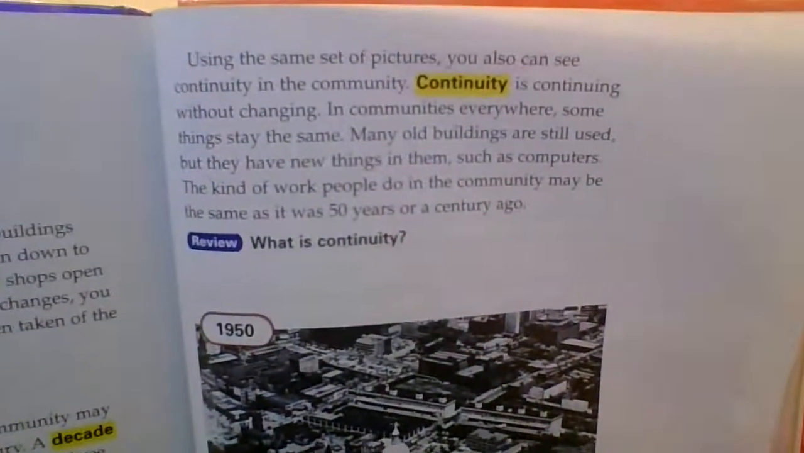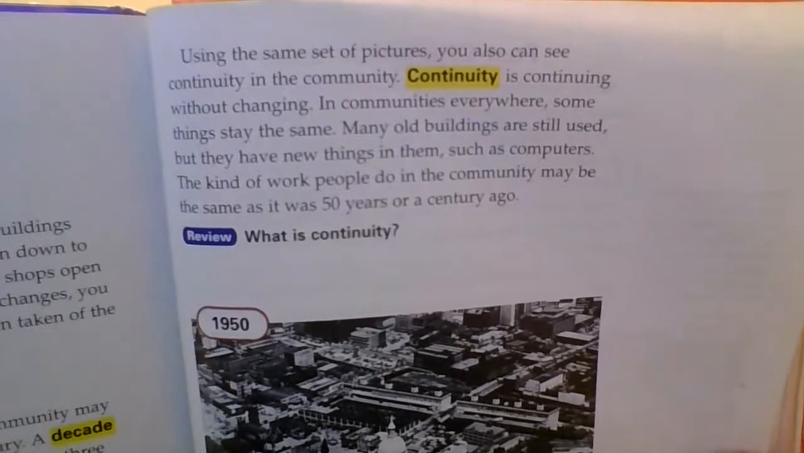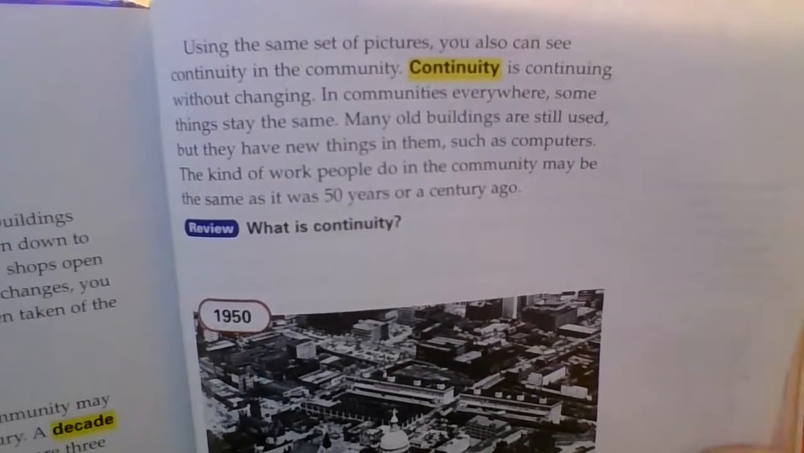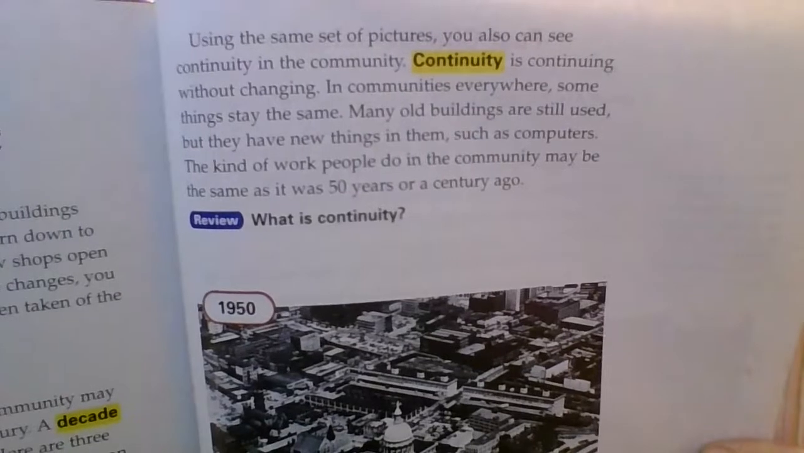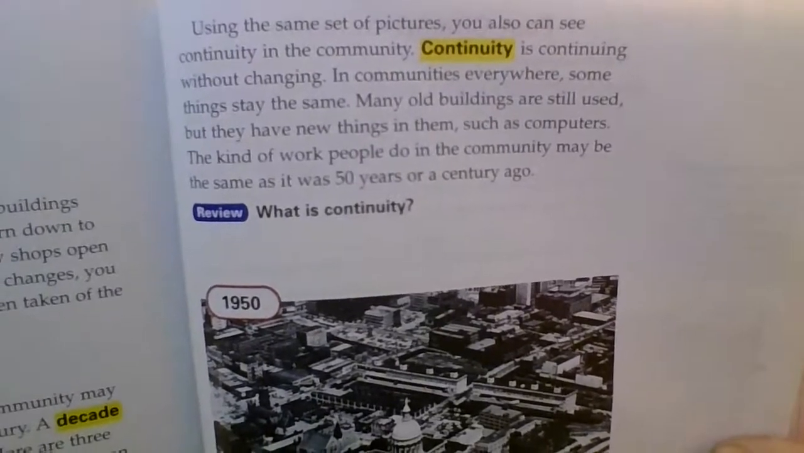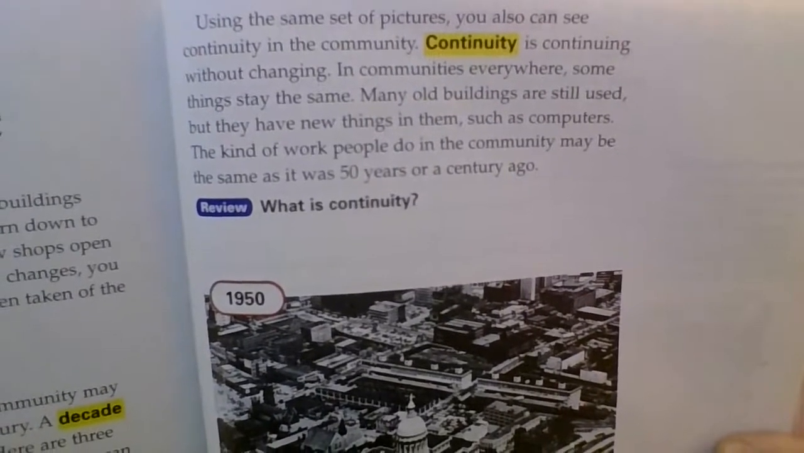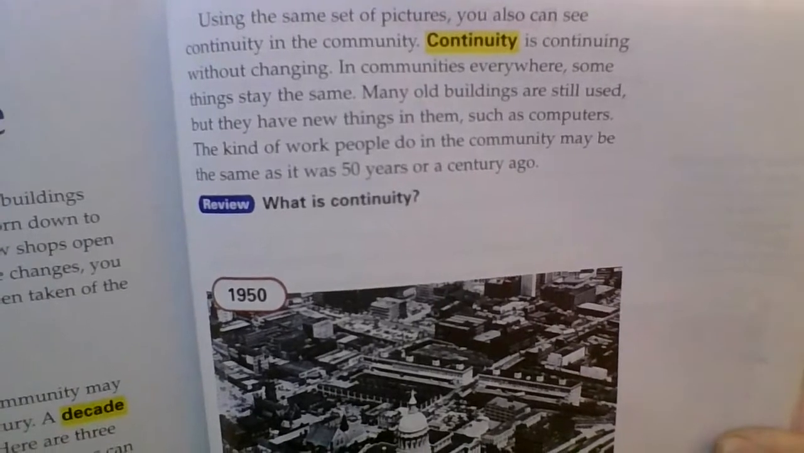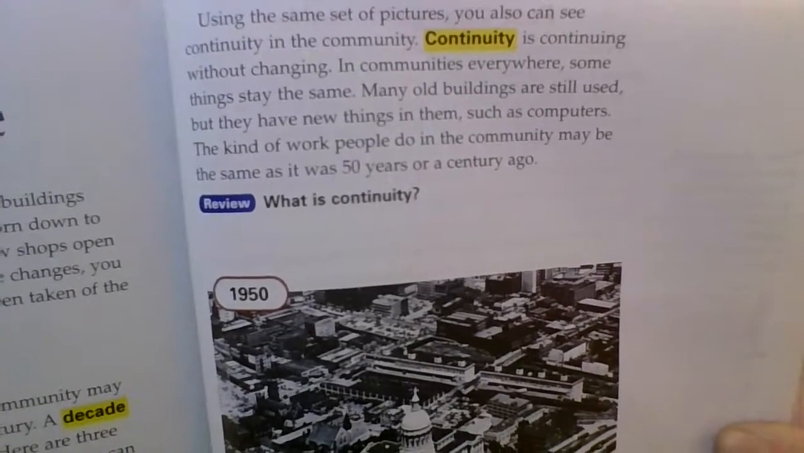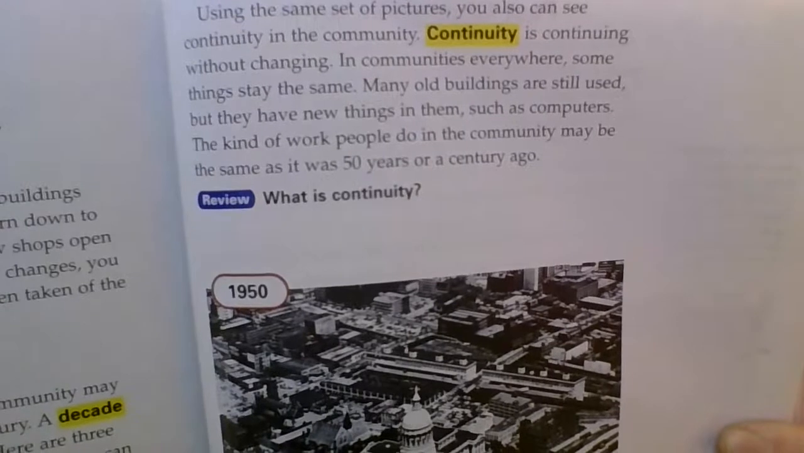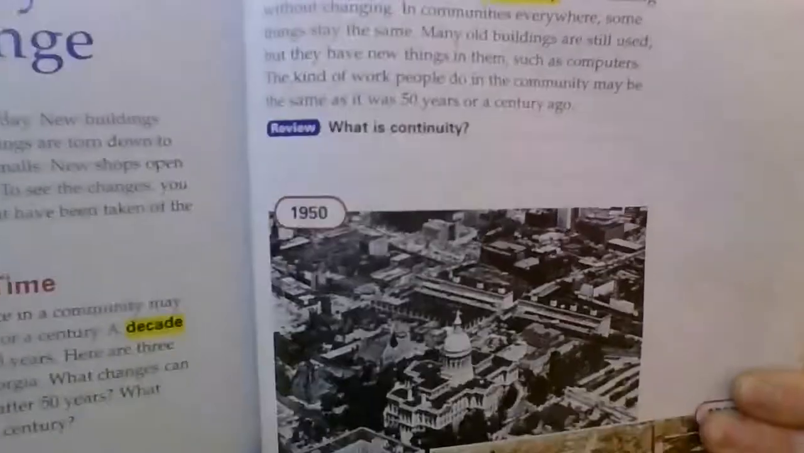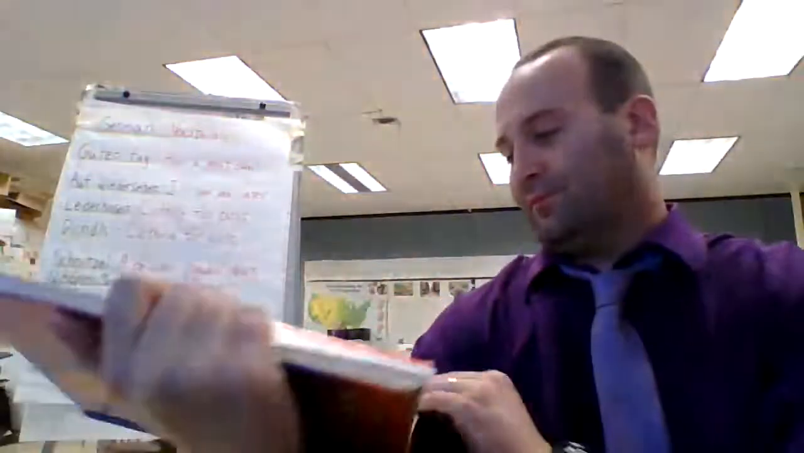Using the same set of pictures, you can also see continuity in the community. Continuity is continuing without changing. In communities everywhere, some things stay the same. Many old buildings are still used, but they have new things in them, such as computers. The kind of work people do in communities may be the same as it was 50 years ago, or even a century ago.